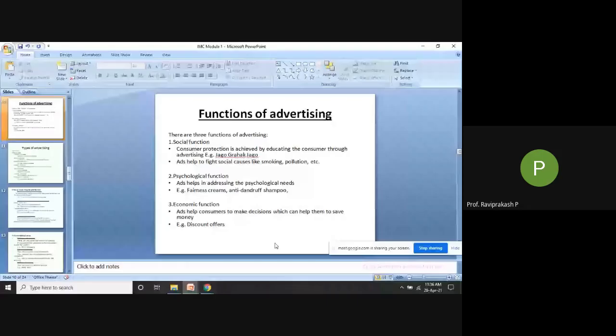Okay, psychological function. Ads help in addressing the psychological needs, like if you want to become fair and your skin is not that fair, so there are fairness creams. They say okay, it is not good to have dandruff. Basically it should not be visible, and it should not be there in your hair as well. Anti-dandruff shampoo, fairness creams.